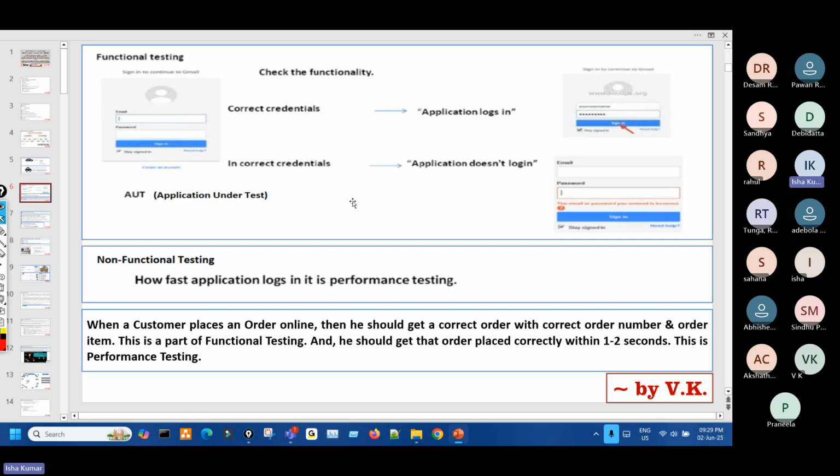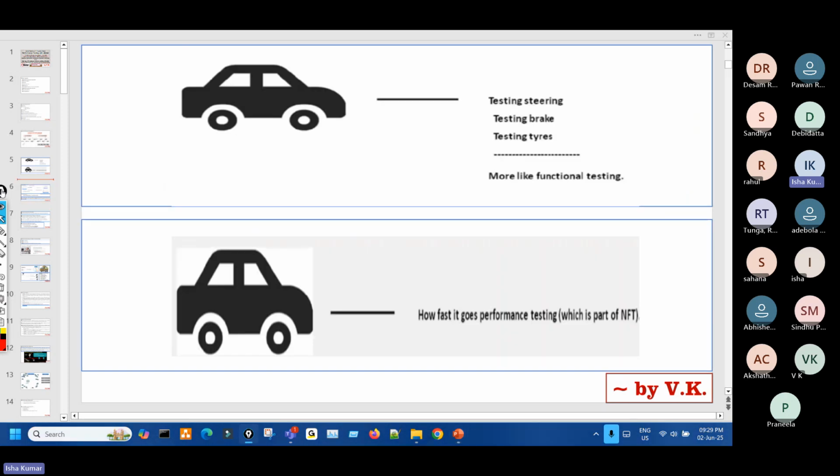Now we have this functional testing, correct? So let us say this is one demo example.